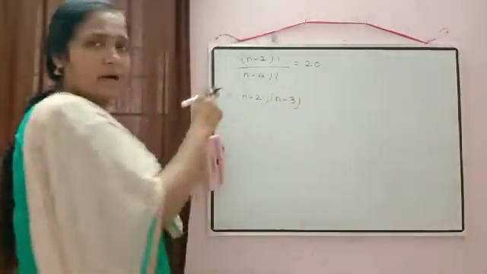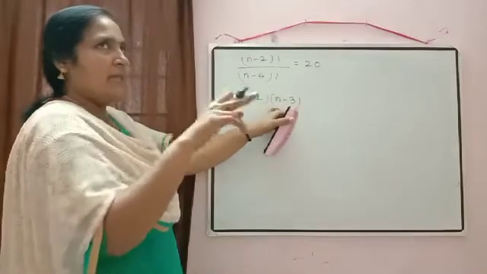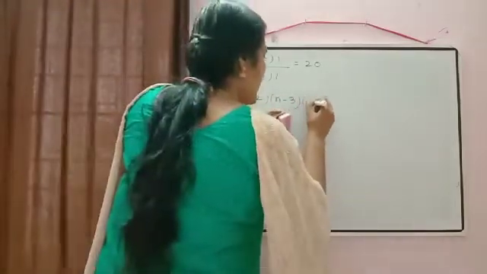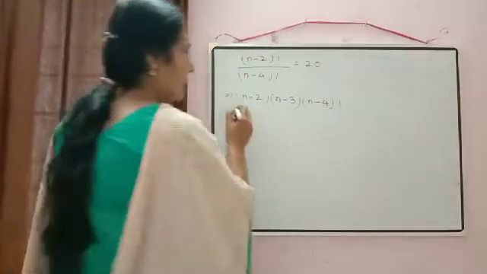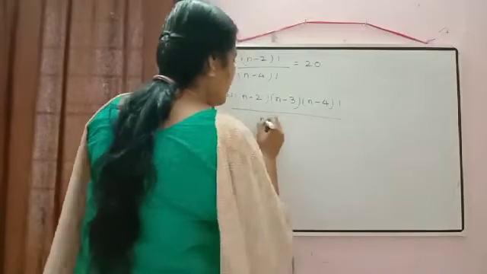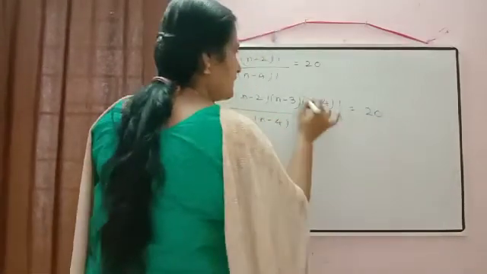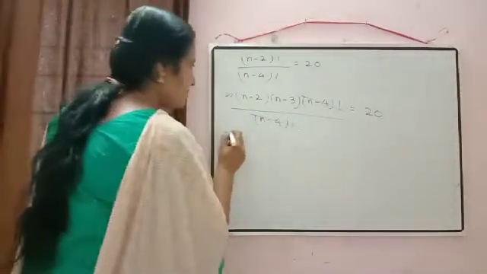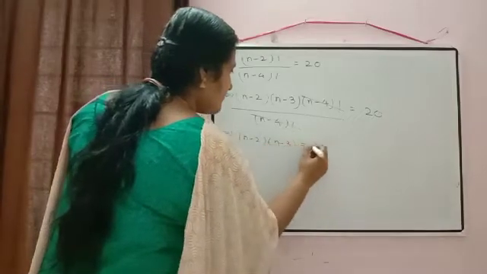We haven't got the denominator. Again subtract 1 from this one. Then n minus 3 minus 1 will be equal to n minus 4. So here we will stop. (N minus 4) factorial by (n minus 4) factorial is equal to 20. So here (n minus 4) factorial will get cancelled. (N minus 2) into (n minus 3) is equal to 20.